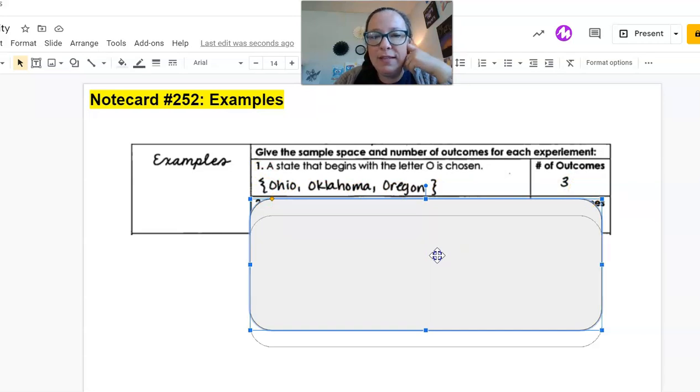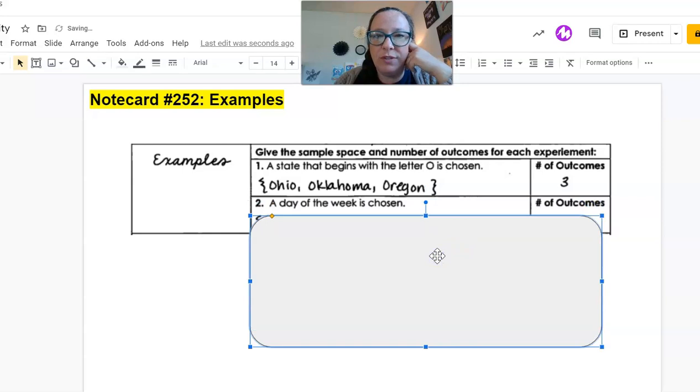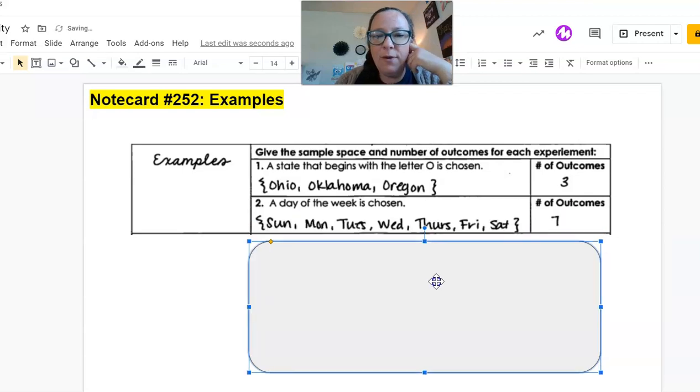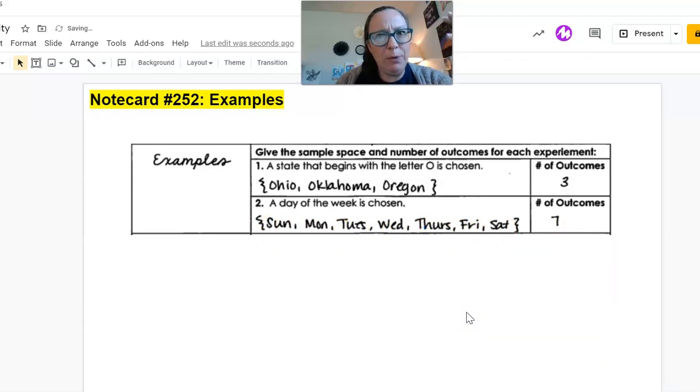Okay, now what about this one? A day of the week is chosen. Well, what days are there of the week? There's Monday, Tuesday, Wednesday, Thursday, Friday, Saturday, Sunday. So that is your sample space, and there's 7 possible outcomes. Real simple, but I need you to understand possible outcomes and sample space. So go ahead and pause me and finish up note card 252.